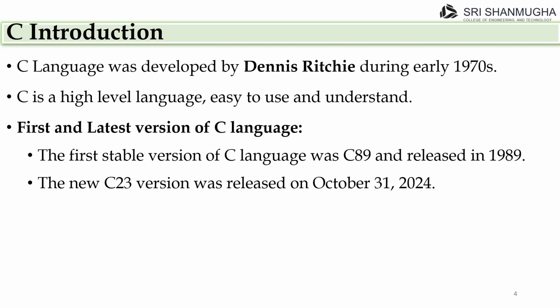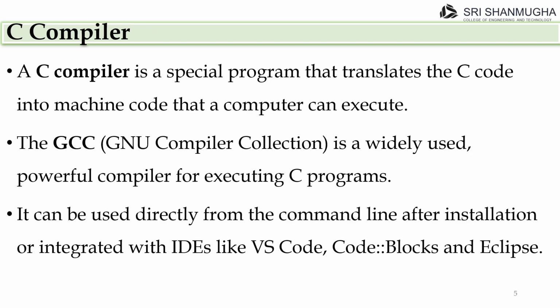C was developed by Dennis Ritchie in the year 1970. It is a high-level programming language. We call it that because it is very easy to use and understand. The first version was C89, released in 1989. The new version, C23, was released on October 31st, 2024.